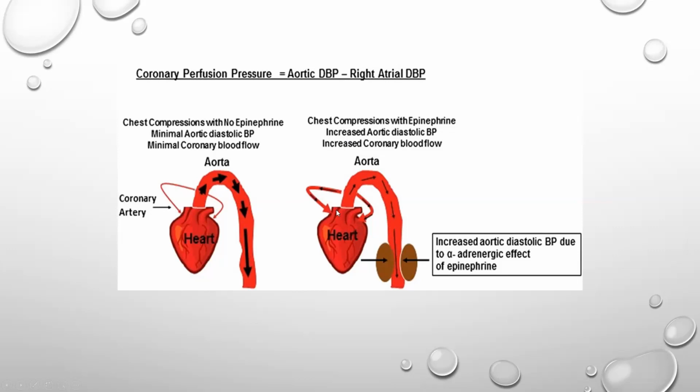So then the coronary perfusion or the coronary blood flow will increase. Here you are likely to save the patient when you start the CPR together with epinephrine rather than without epinephrine. Because here you increase the diastolic blood pressure for the patient, but there the diastolic blood pressure is low. So the flow to the myocardium is compromised.